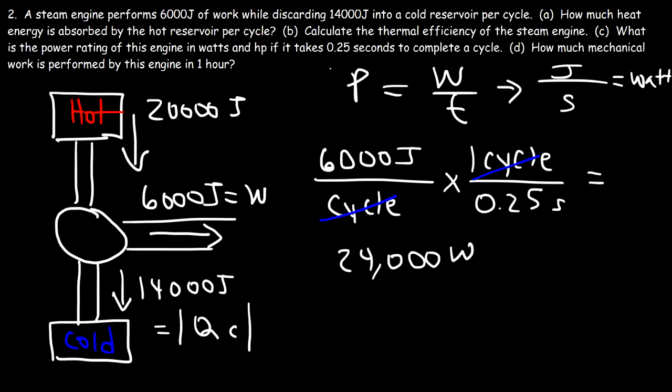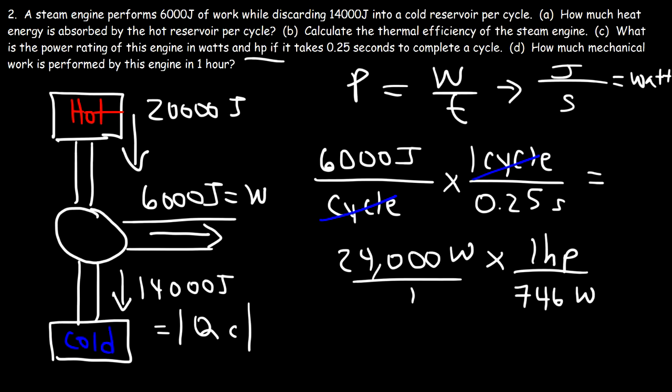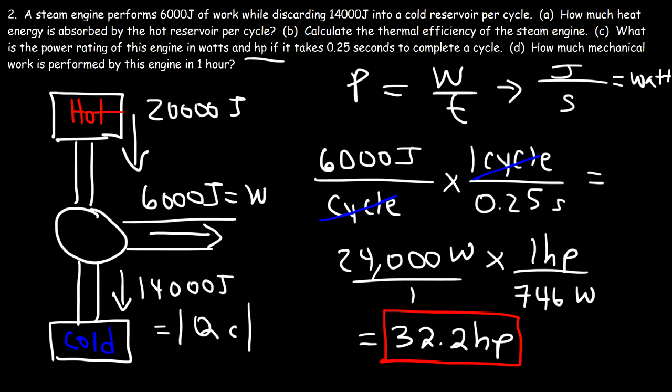Now we also want the power rating in horsepower. And you need to know that 1 horsepower is equivalent to 746 watts. So 24,000 divided by 746. And so this is equal to 32.2 horsepower. So that's the power rating of this particular engine or steam engine.